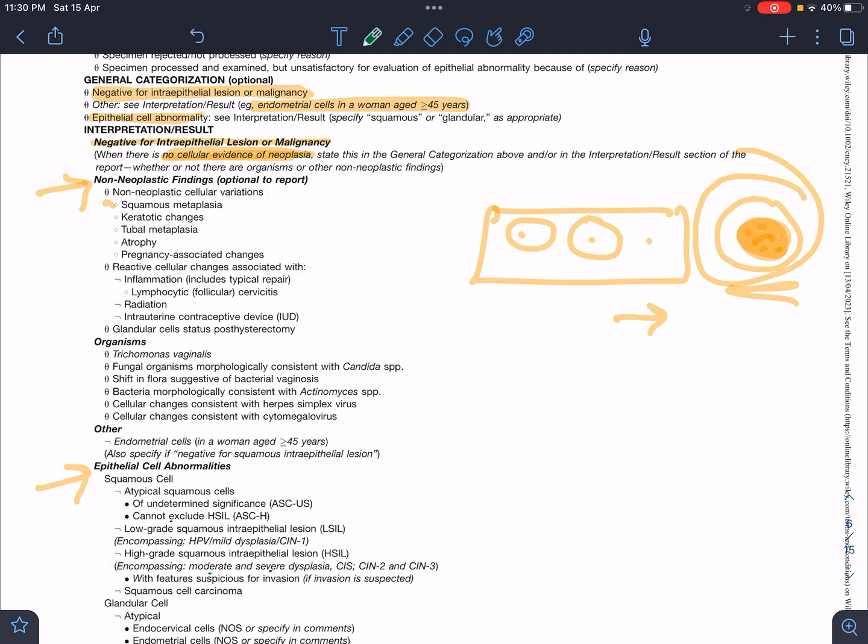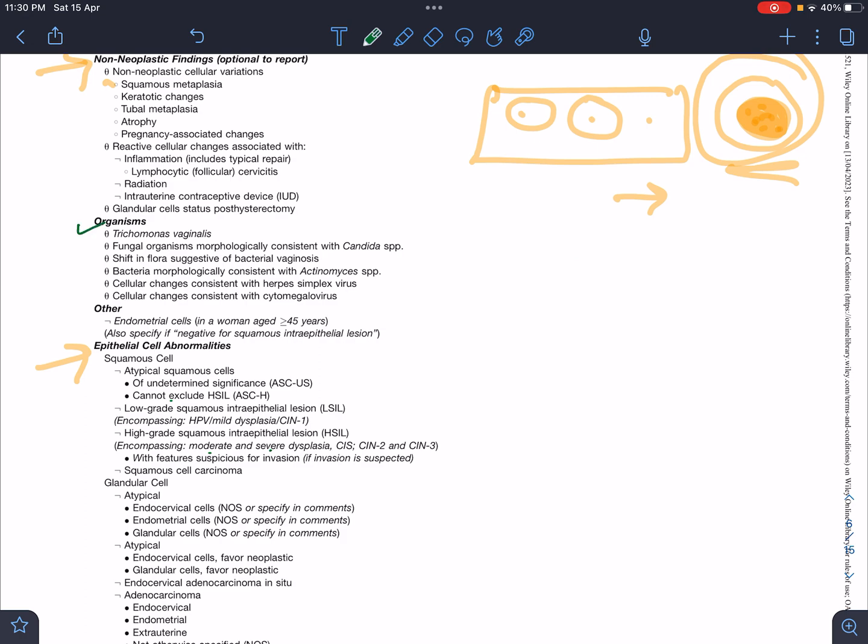Then what are the reactive cellular changes? You can get lymphocytic changes, changes from any IUCD, any radiation induced changes, and you can get glandular cells post hysterectomy. Sometimes when you remove the uterus, secretions come from the vagina and cervix, so glandular cell hypertrophy can occur post hysterectomy. This is normal. So that is non-neoplastic findings.